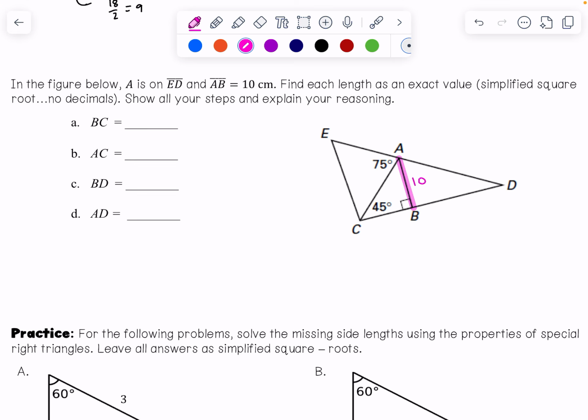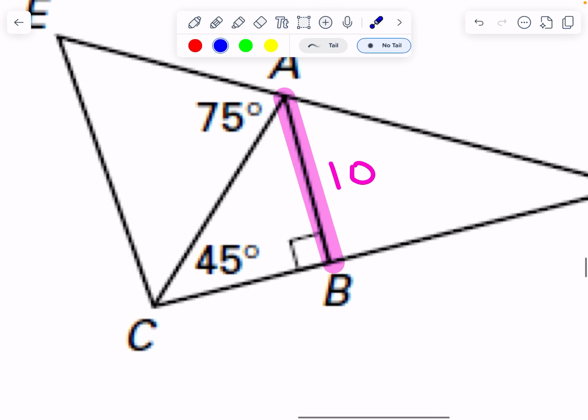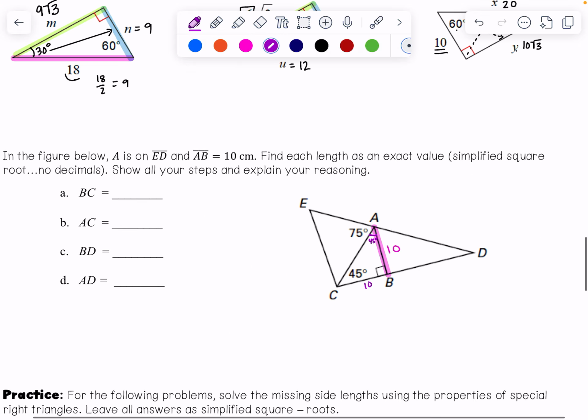Now it wants me to find all of these different values. First thing I notice zooming in on this is that I have a 45-degree angle. If that is 45, then this angle is also 45, which means we saw from above in a 45, 45, 90, our two legs have to be the same. So B to C also has to be 10. I can go over here and put that in.